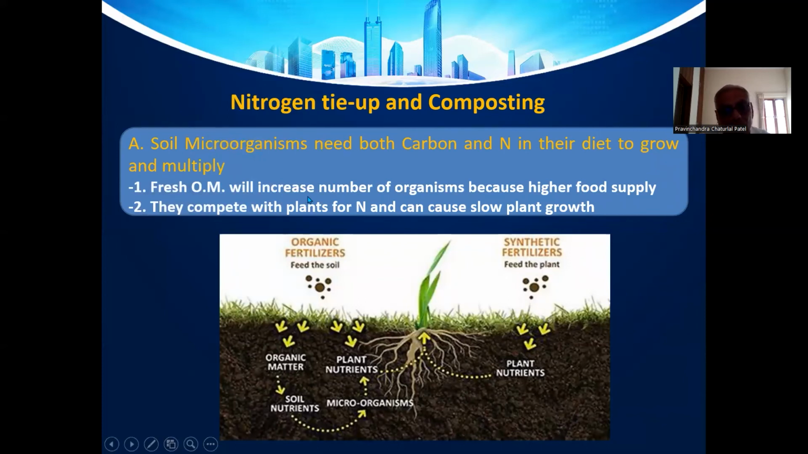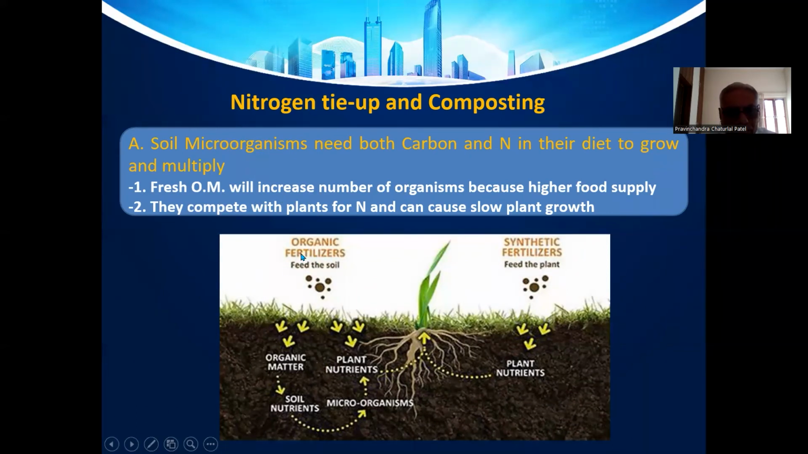So when you supply fresh organic matter in soil, the population of microorganisms immediately increases. They grow and multiply, because fresh organic matter has a higher food supply: higher carbohydrate, carbon and nitrogen. They compete with the plant for nitrogen and cause slow plant growth.